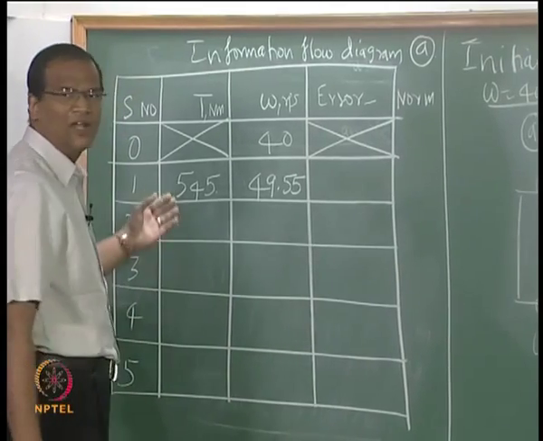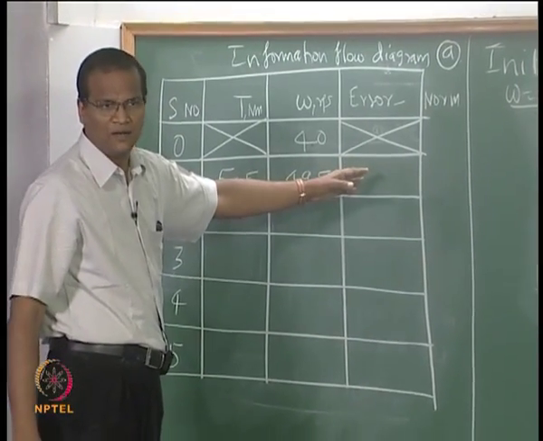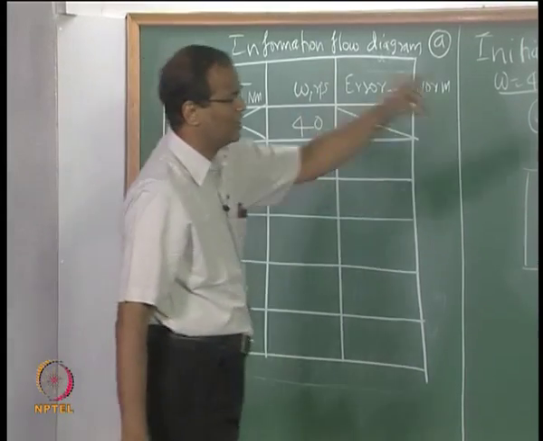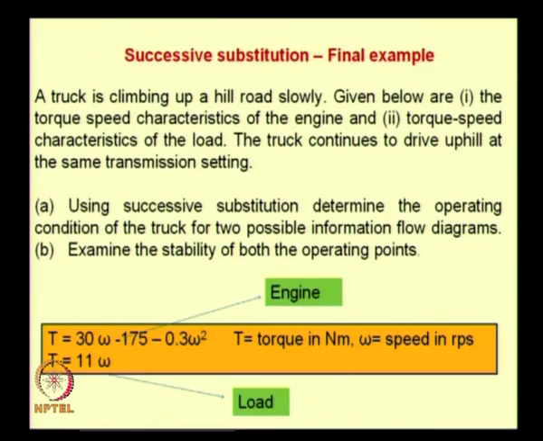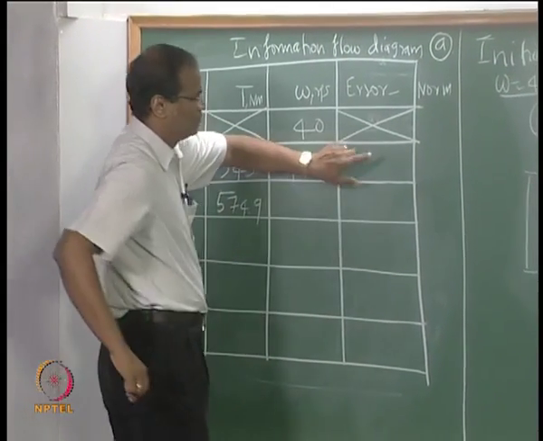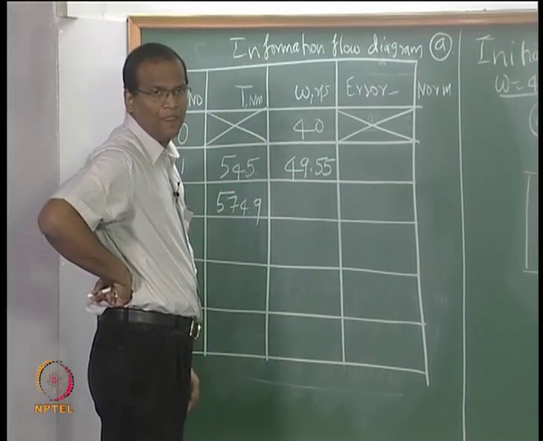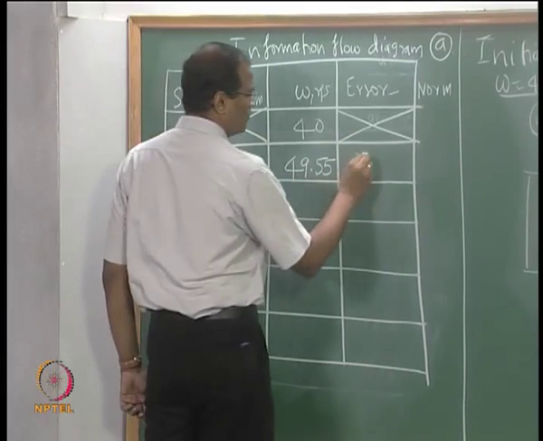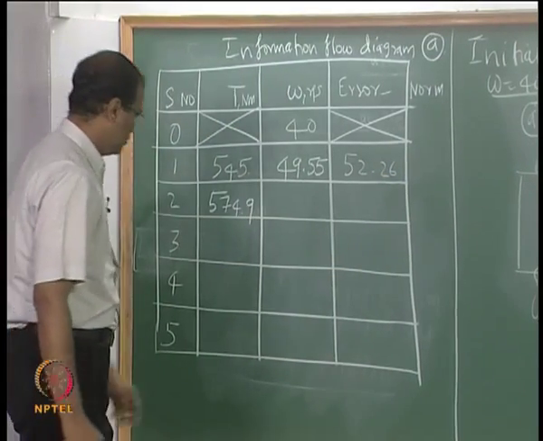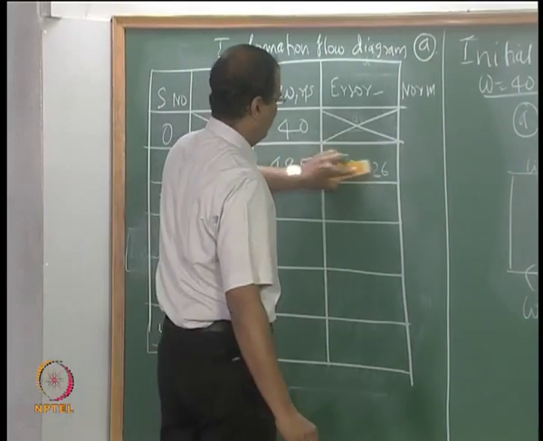Now, is it possible to calculate the error? We have to wait for some time, right? The error on this is not known. You again substitute 49.55 into 30 minus 175. You can set your calculator so that you can do it fast. 574. 52.5. Just go up and down, the equation will be saved. Now tell me this.